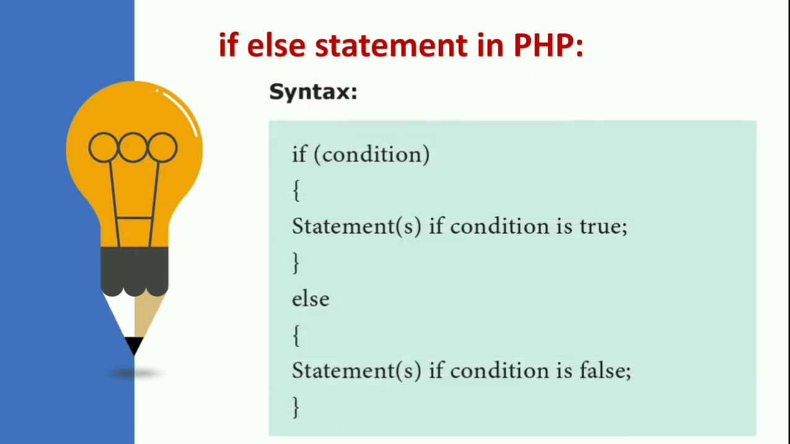Look at the syntax. Syntax means general form. Here we have to write the keyword if in lowercase, and inside the bracket you write the condition. The condition produces two types of result. It can be true or it can be false. If it is true, we have to execute the if block. If it is false, we have to execute the else block. So let us see an example.